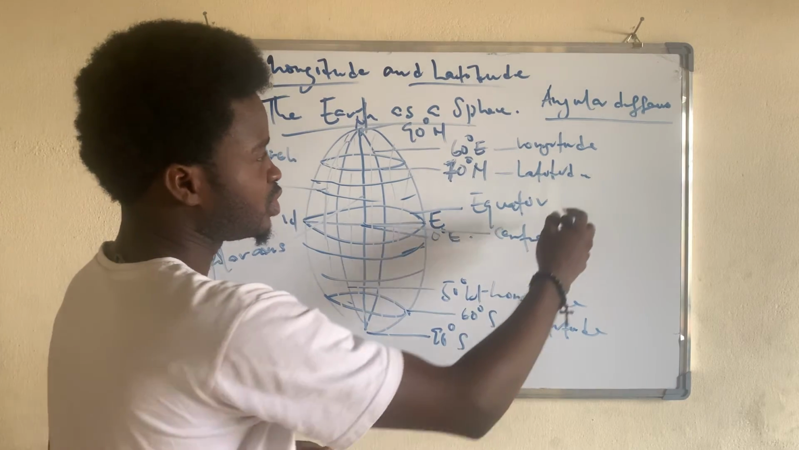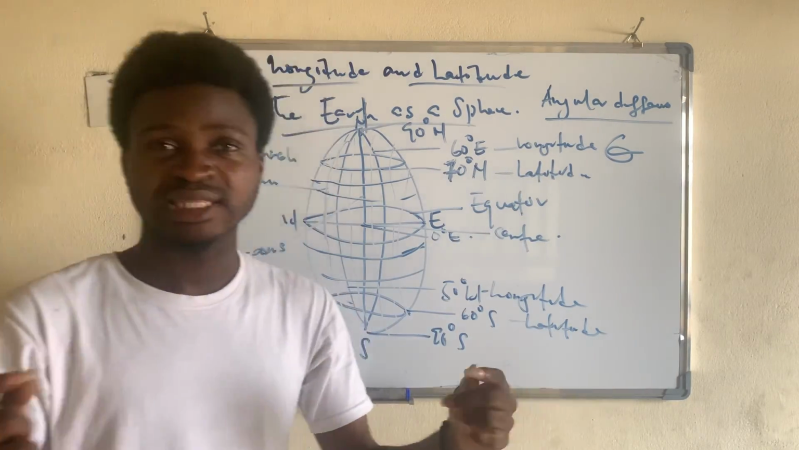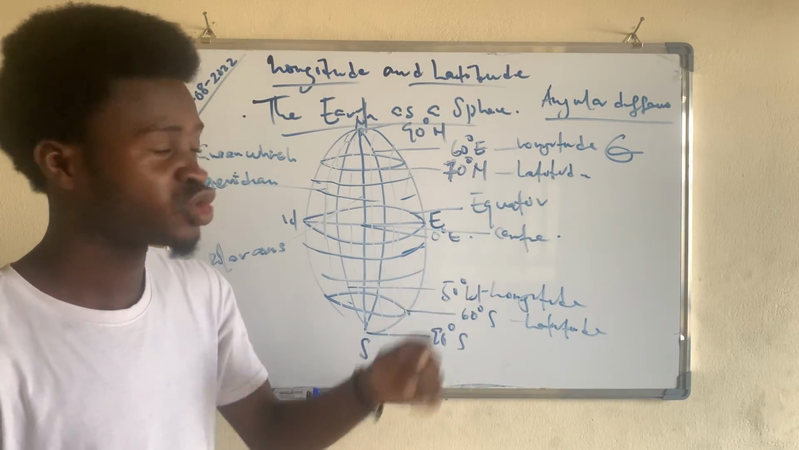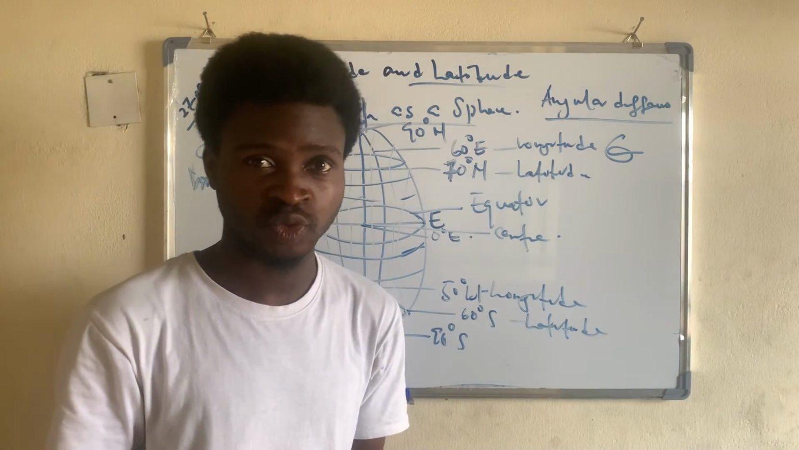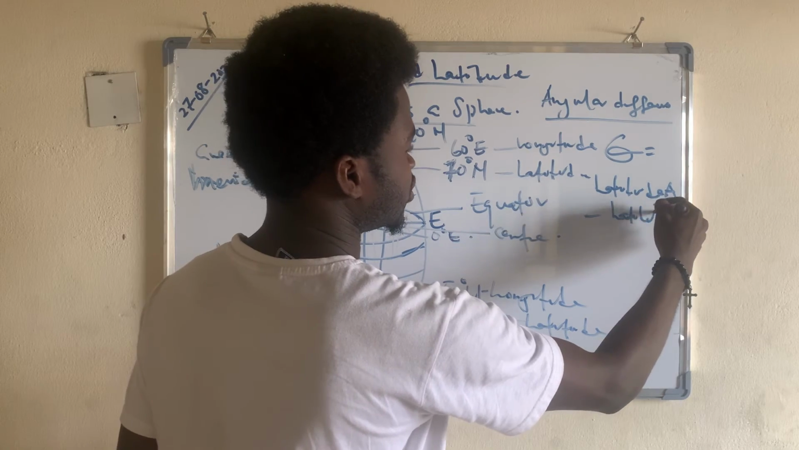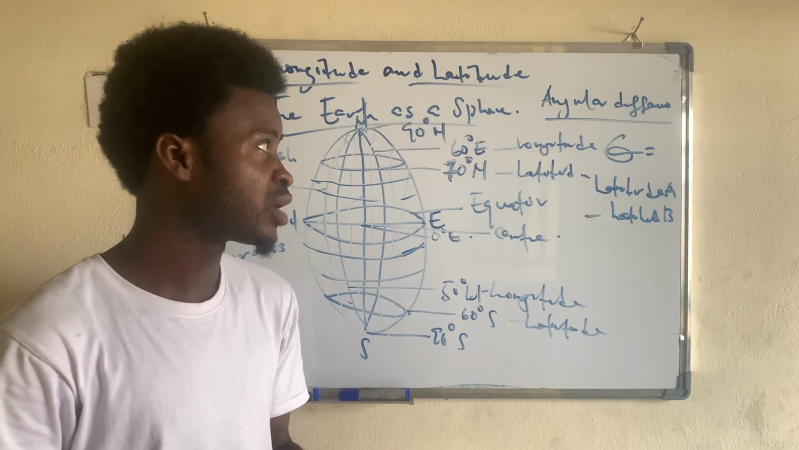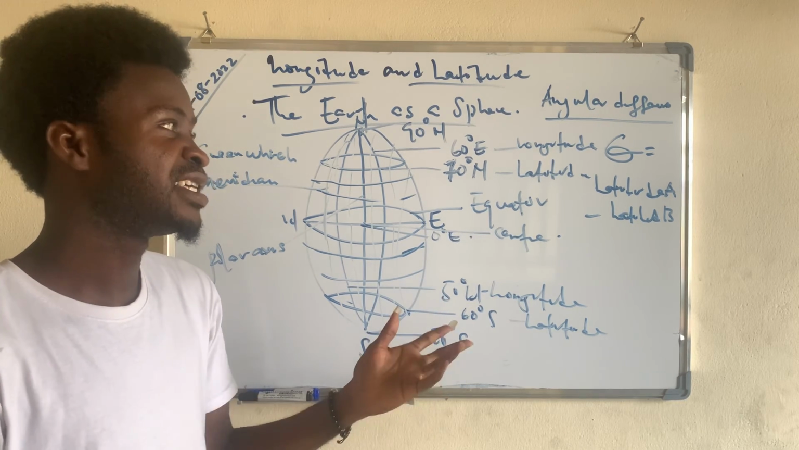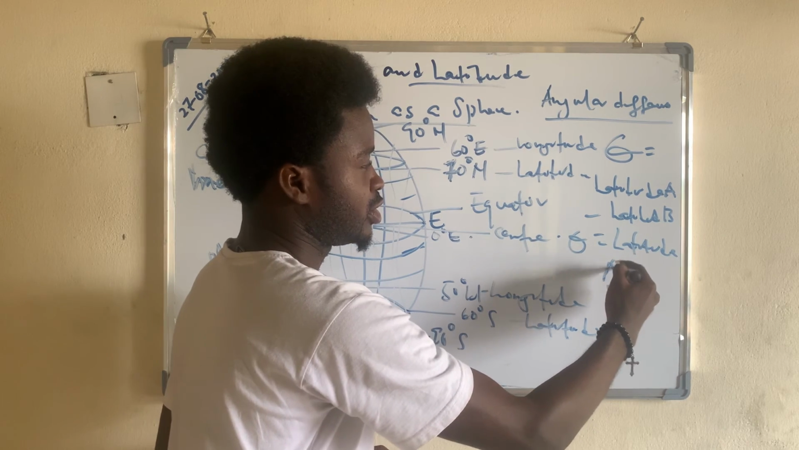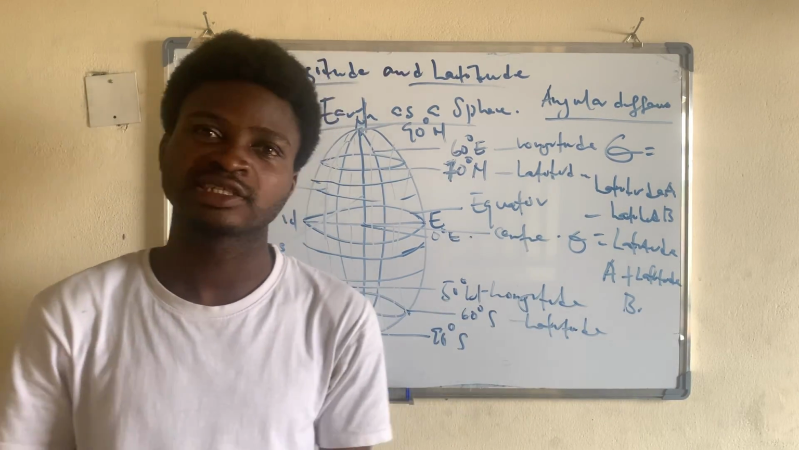Our angular difference is always represented with theta. When we have the angles in the same direction, we tend to subtract. That is, our angular difference will be the difference of the two angles. So we say theta is equal to, let's say, latitude A minus latitude B, or longitude A minus longitude B. But when the points are in different directions, we tend to add. So we can say that theta is latitude A plus latitude B. We'll go deeper in subsequent lectures on latitude and longitude.